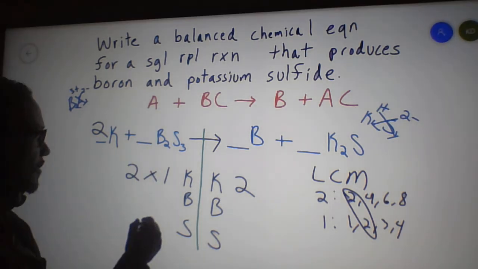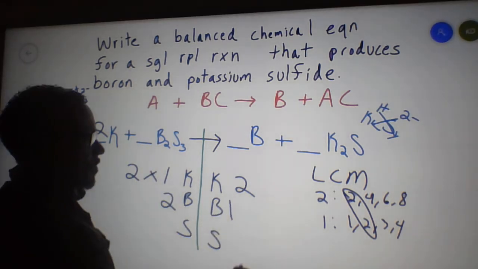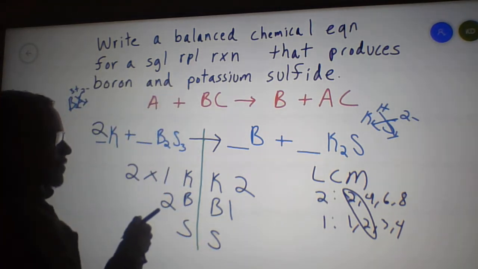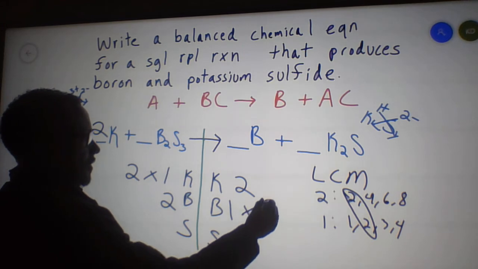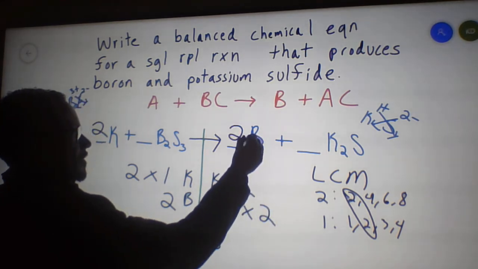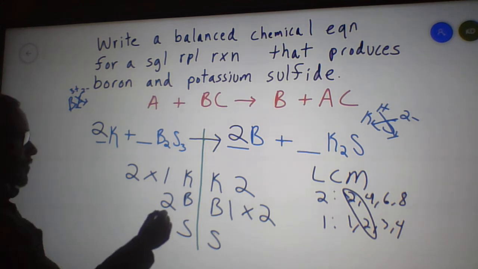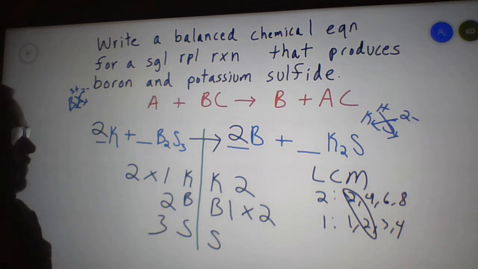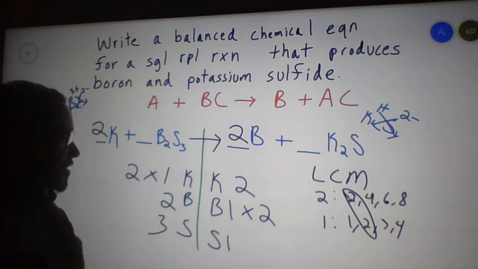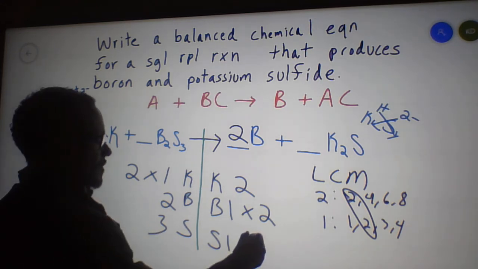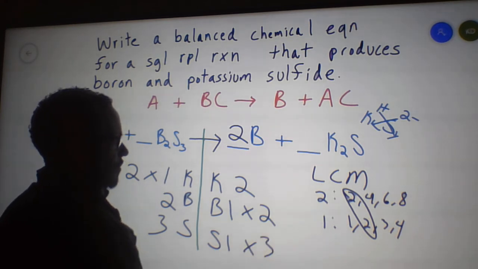Next one is B. So we have 2 B's on this side, 1 B on that side. Least common multiple of 2 and 1 is 2. I already have 2 on this side. I need to multiply by 2 on that side. Over here we have 3 sulfurs. Over here we have 1 sulfur. The least common multiple of 3 and 1 is 3. So we have a 3 on this side. I need to multiply by a 3 on that side.